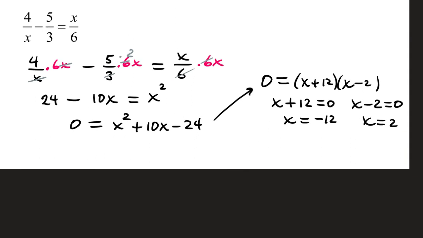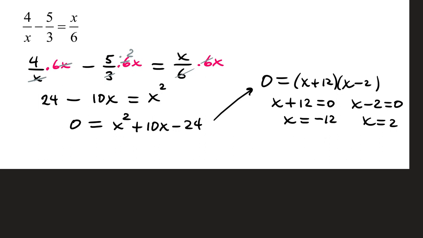And then finally, our last equation we're going to look at is 4 over x minus 5/3 equals x over 6. We need to multiply by just enough so that x, 3, and 6 will get canceled. If we use 6x, the first denominator cancels into the x's, and that leaves 24. The x's cancel. 4 times 6 is 24.